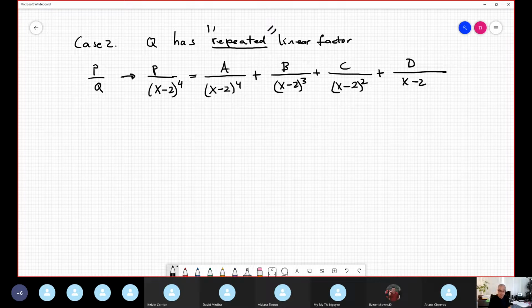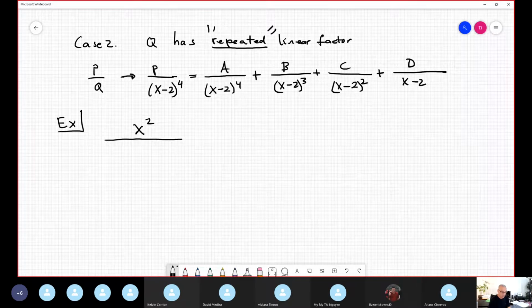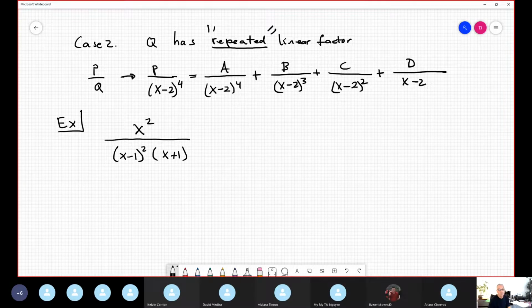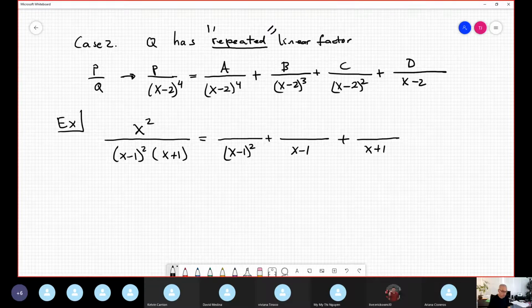I bring one example to illustrate this idea. The example say x squared divided by x minus 1 squared x plus 1. Okay, this example is a little bit more complicated because in the bottom we have combination, different linear factor, but multiplicity 1 and multiplicity 2. Therefore, the format for the partial fraction decomposition is, for example, you copy x minus 1 squared, you copy x minus 1 to the 1 power, and we have another factor that is multiplicity 1. This is working similar to the case 1, x plus 1. And you copy now A, B, C. Right? Clear the idea?